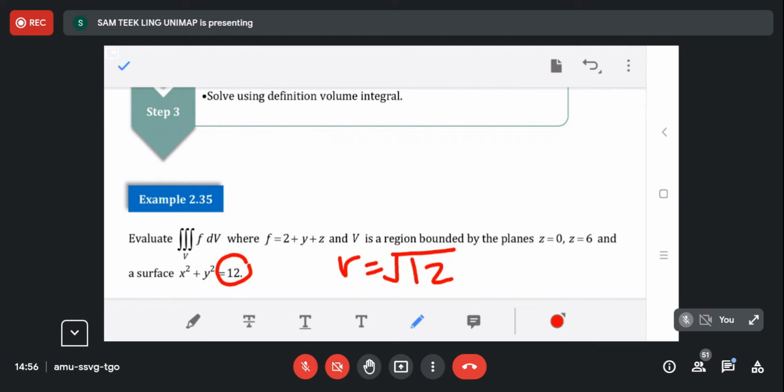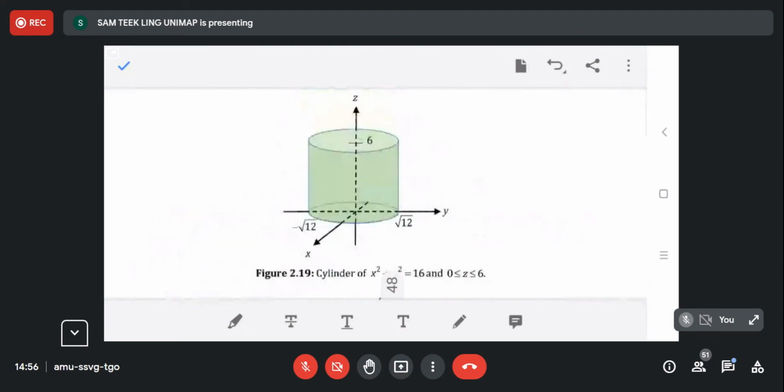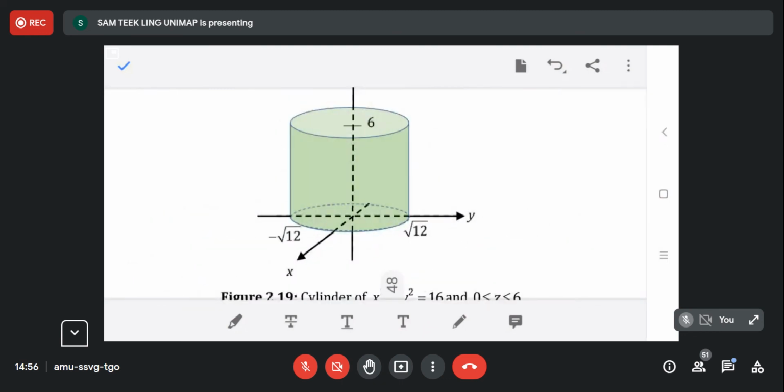So here is r power 2. r power 2 equals 12. So r equals square root of 12. If you draw, this is your cylinder. Your z is 0 to 2. Your radius is 0 to square root of 12.